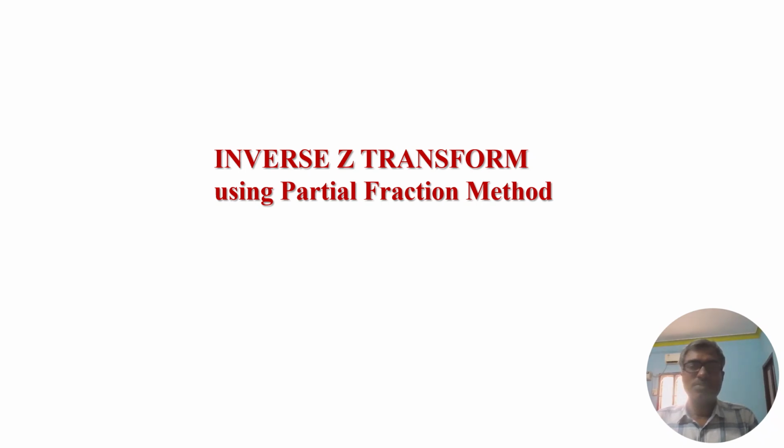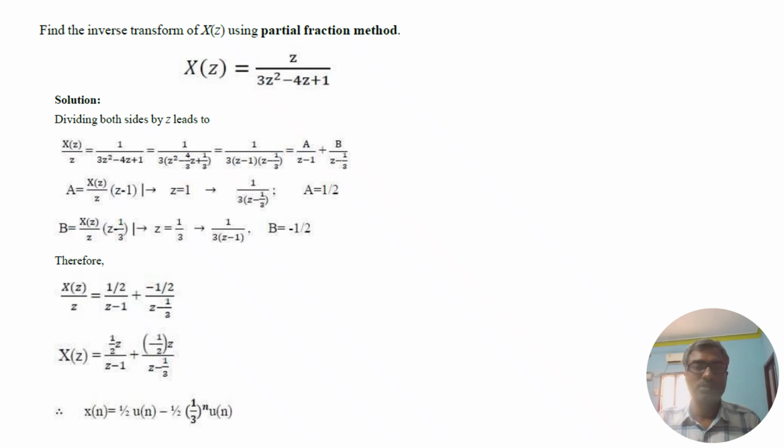Inverse Z transform is used to convert the complex Z domain representation of the signal into the time domain representation of the signal. Inverse Z transform can be performed by using either the power series method or the partial fraction method. Now we will see an example problem of computing the inverse Z transform using the partial fraction method. Find the inverse Z transform of X(z) using the partial fraction method.